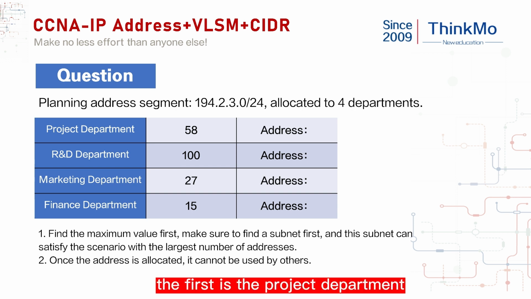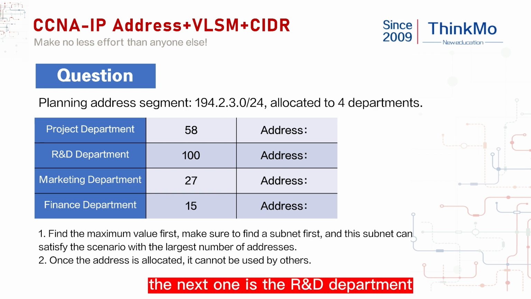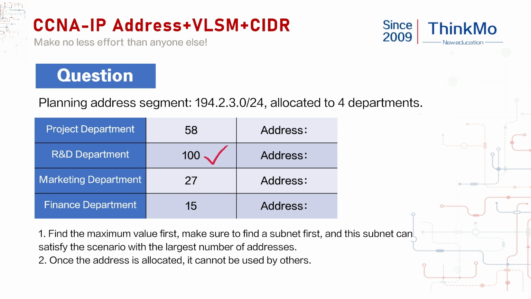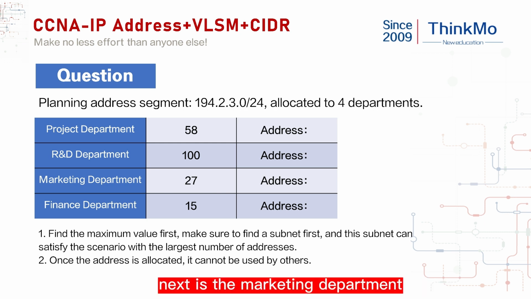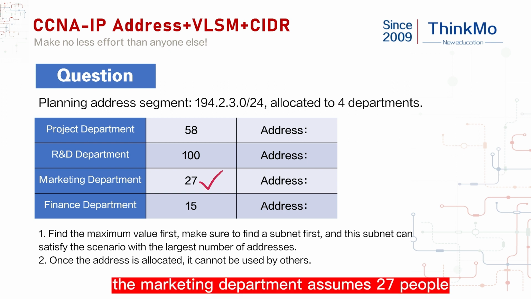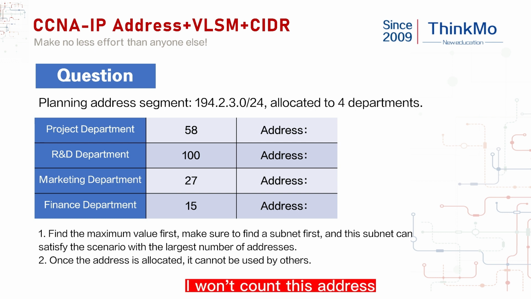The first is the project department. Suppose there are 58 people in the project department. So for these 58 people, we're going to assign it an address accordingly. The next one is the R&D department. There are more people in the R&D department, 100 people. The address is something we'll fill in a moment. Next is the marketing department. The marketing department assumes 27 people. There's something called a gateway involved. Since we haven't gotten there yet, when I talk today, I won't count this address.